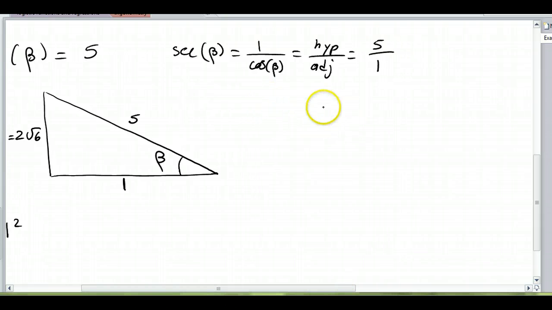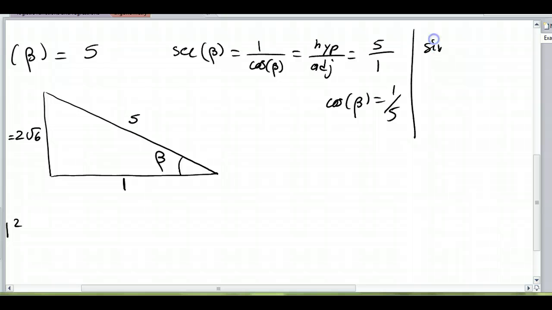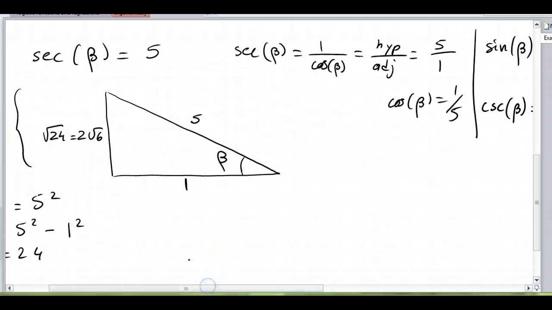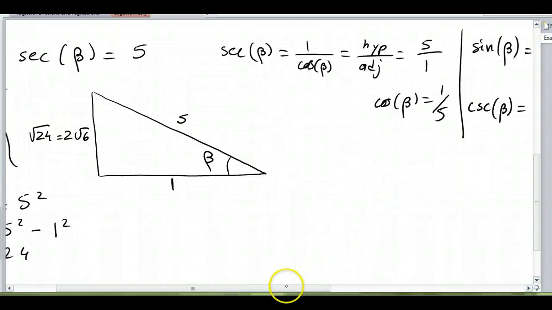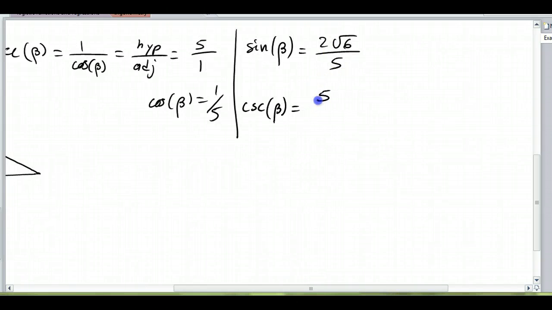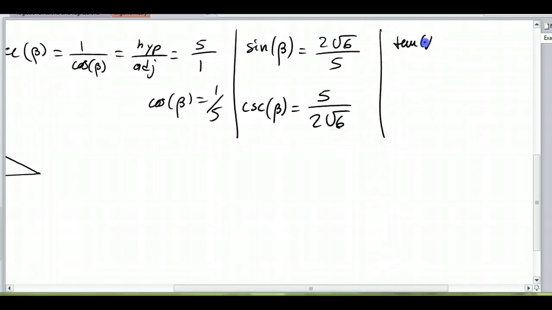Let's start by writing the cosine. The cosine of beta is just 1/5, right? Then let's write the sine of beta, and I'll also write, oh, no, not the secant, but the cosecant. Cosecant of beta. Okay, so sine beta is opposite over hypotenuse, so it is 2√6/5. For cosecant beta, I don't need to look at that, right? It's just 5/(2√6). And let's write the tangent.